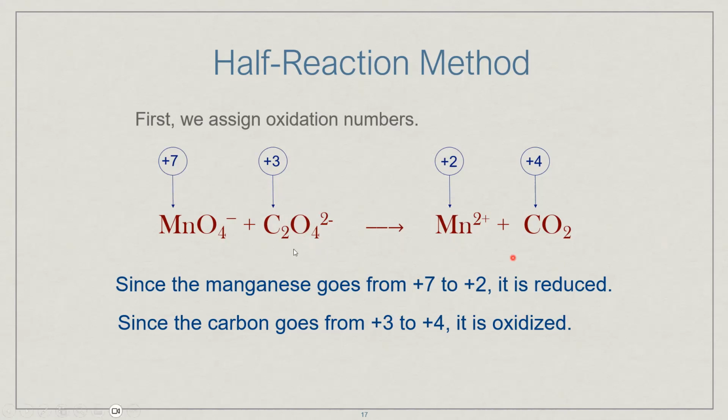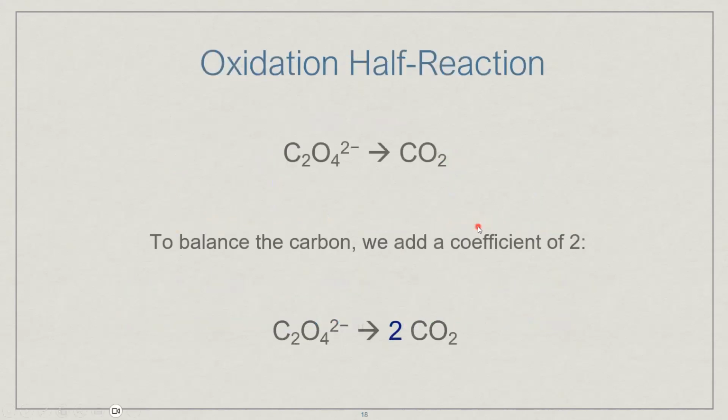So for each of these, we're going to focus on oxalate going to carbon dioxide for the oxidation piece. We're going to focus on the permanganate going to manganese ion with the reduction half. So just looking at the oxidation one first, looking at the carbon.